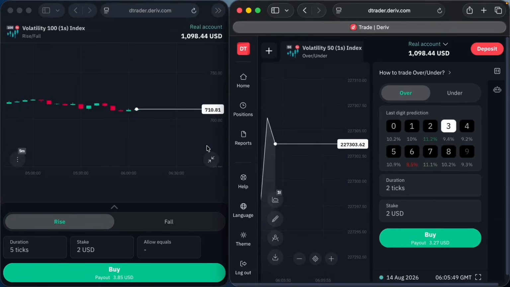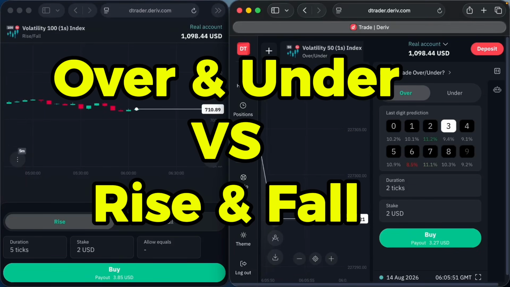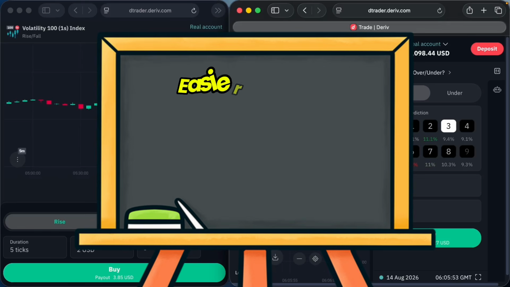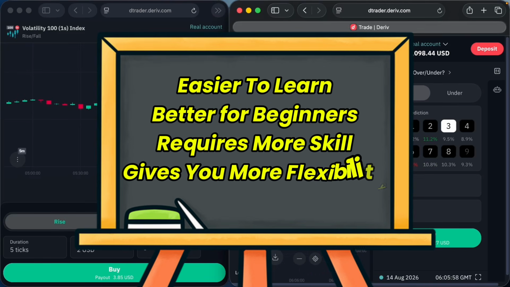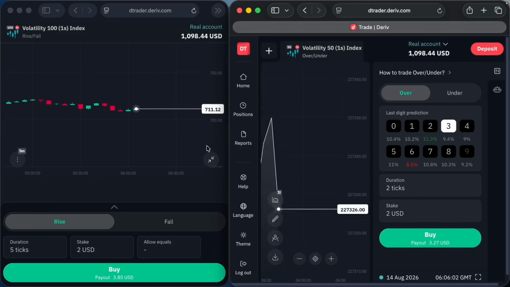Today we are comparing two very popular markets on Deriv, over-under versus rise and fall. Which one is easier to learn? Which one is better for beginners? Which one requires more skill? Which one gives you more flexibility? And most importantly, if I had to choose only one of these two markets, which one would I go with?